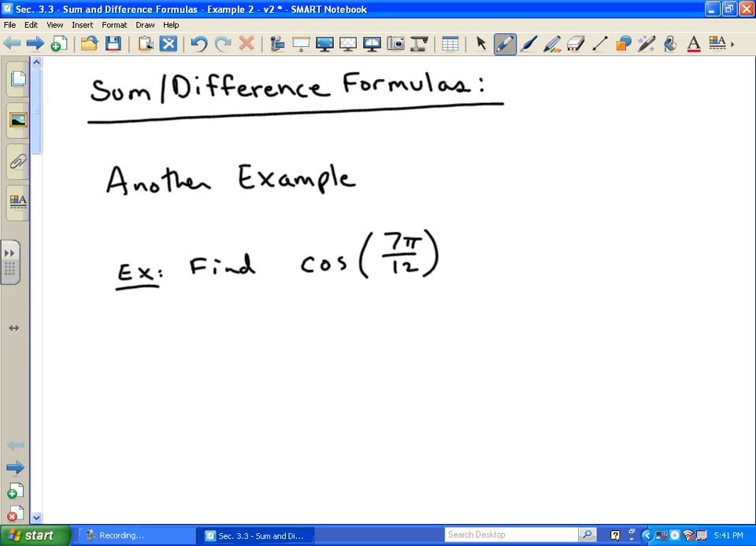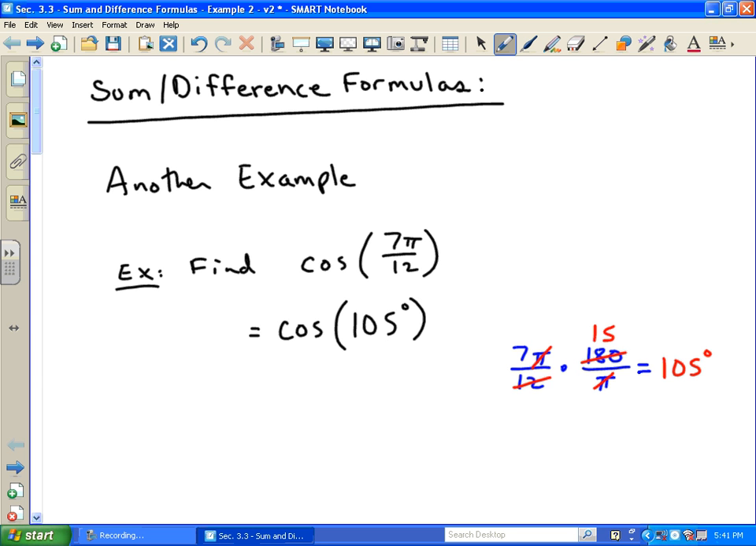So let's take to the side 7 pi over 12 and multiply it by 180 over pi to convert this into degrees. Okay, I can cancel out the pi's. 12 goes into 180 15 times. 15 times 7 is 105. And so 7 pi over 12 equals 105 degrees. So let's first rewrite the cosine that I originally had of 7 pi over 12 as cosine of 105 degrees.